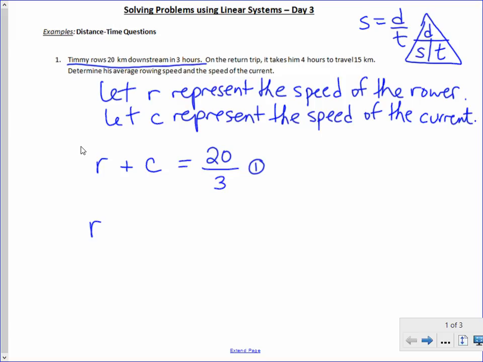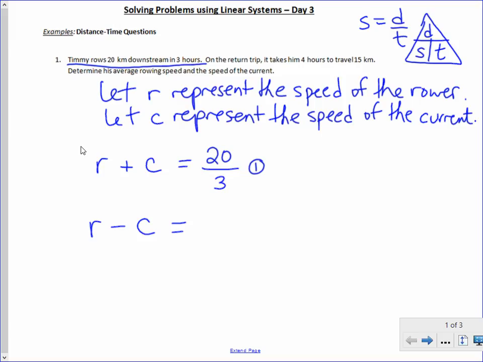Because if I'm going upstream, what do you think happens? I'm rowing at the same speed, but the current is working against me, so my overall speed will be less. How do you think I write that? Instead of the current helping me go forward, it's taking away from my forward movement. You got it.